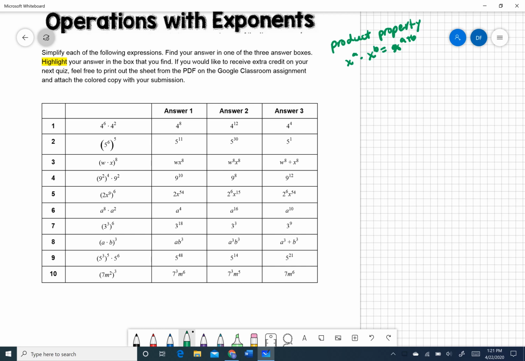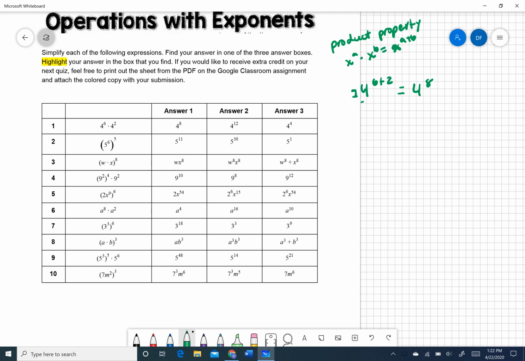So that's being used in number 1. We have 4 to the 6 times 4 to the second. We have a common base of 4, so I'm going to just go ahead and add. This is going to become 4 to the 6th power plus 2, right? So this then becomes 4 to the 8th power. And so here we just need to leave them with exponents.